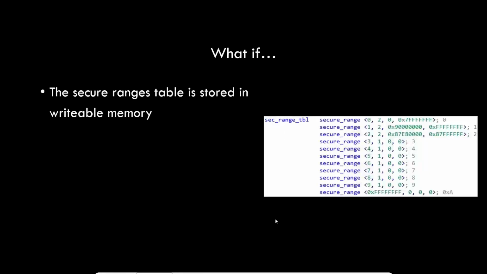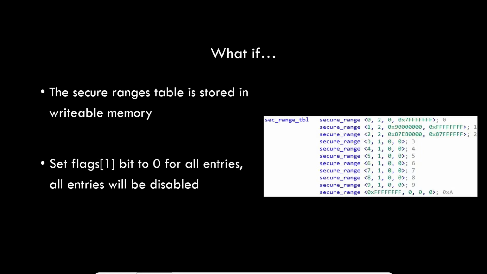So what if the secure range table is stored in writable memory, and indeed it is because it's data? Then if we are able to set the flag 1 bit to 0 for all the entries, they will all be disabled. And we would just set the flag for disabling the entry. So any range will be allowed because all the ranges will be disabled, and is-allowed-range says, hey, I don't have any secure memory range to be compared with, so any buffer will be okay.